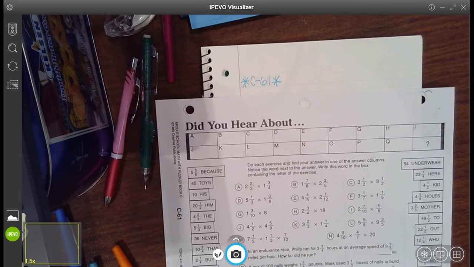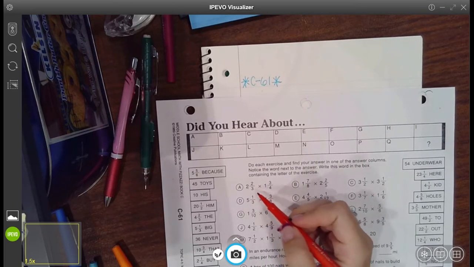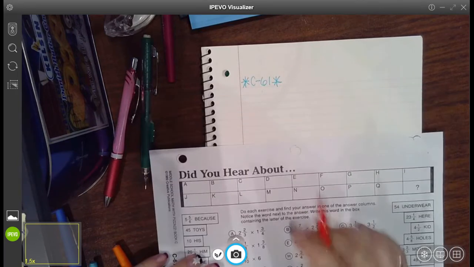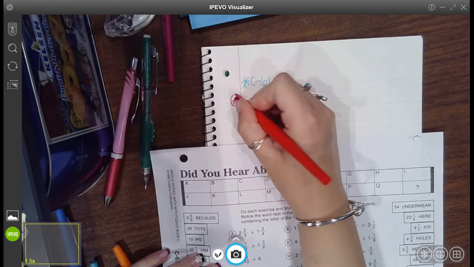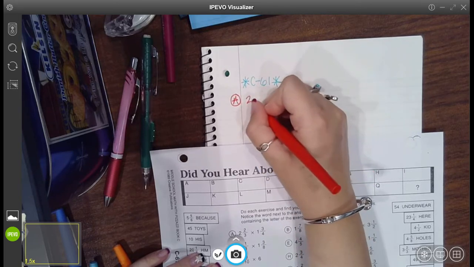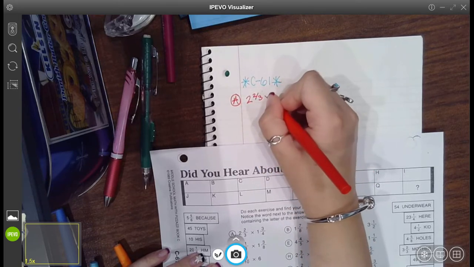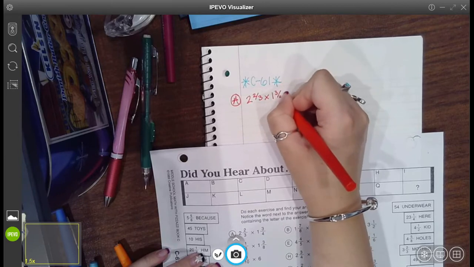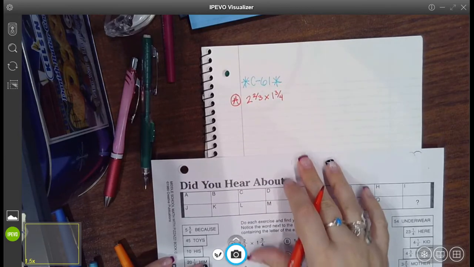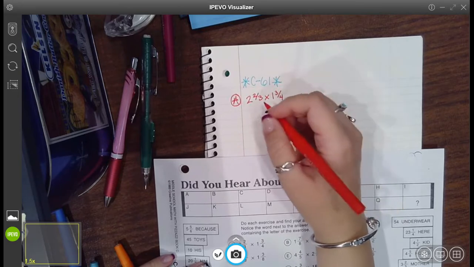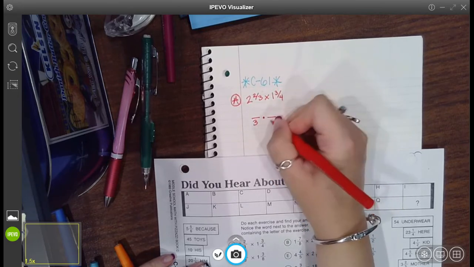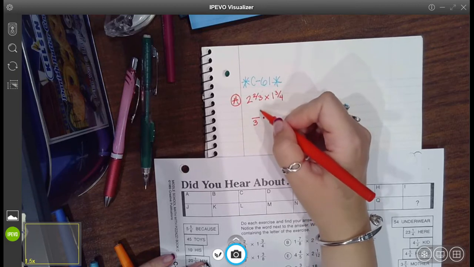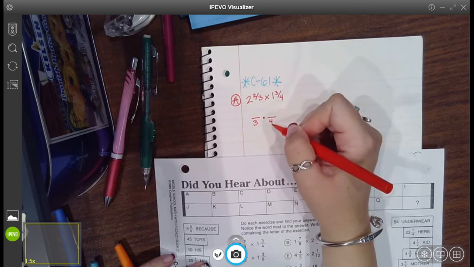So for problem A, it says 2 2/3 times 1 3/4. So always label that this is C-61 and then number your problems. This is A, and it's 2 2/3 times 1 3/4. Whenever you're multiplying with mixed numbers, you want to change those to improper fractions. You keep the denominators the same. So this denominator started as 3, this denominator started as 4.